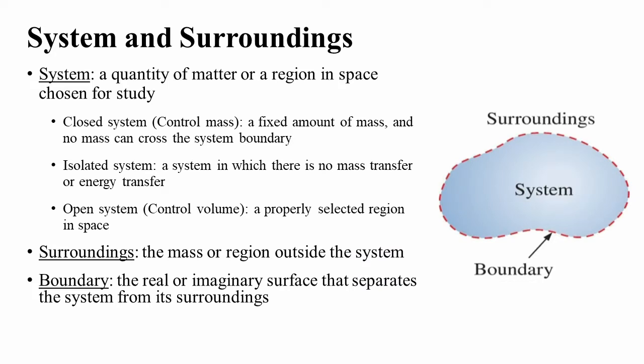Before starting the experiment, I want to review some related concepts. First is system. System is a quantity of matter or a region in space chosen for study. We have closed or isolated system and open system. Surroundings is the mass or region outside the system. They are separated by a real or imaginary surface called the boundary. In this experiment, the coffee cup calorimeter is considered an isolated system.